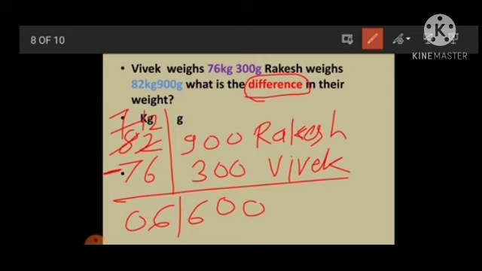So 6 kilogram 600 gram. What is the difference in their weight? 6 kilogram 600 gram is the difference in their weight. Okay students. Now next example.